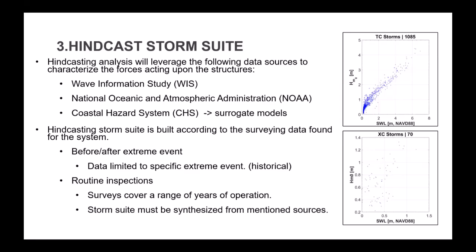The type of storm suite that we can build is going to be hinged on the type of data that we find for the system. So an example here is whether or not we have a LiDAR data set that's only before and after an extreme event. In that case, we want to narrow the forcing information that's going to be taken into account in the model to just that extreme event, versus if we're talking about more routinary inspection, meaning it's covering a range of years, then StormSim needs to be synthesized from those mentioned sources to be representative enough of the life of operation of the structure.